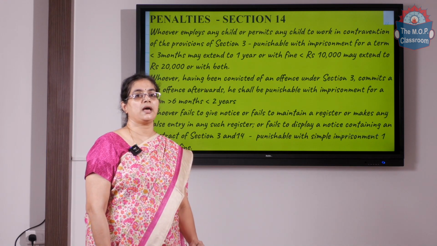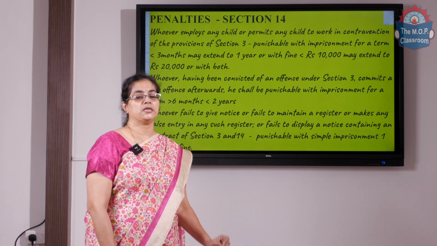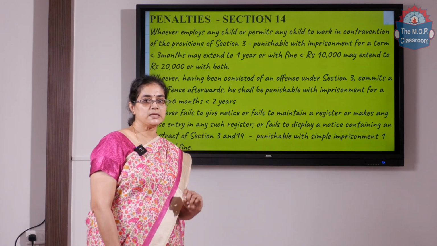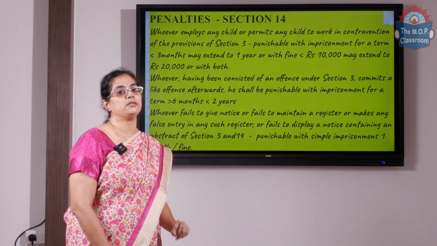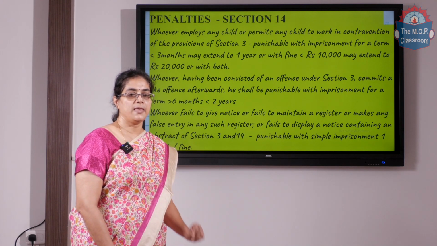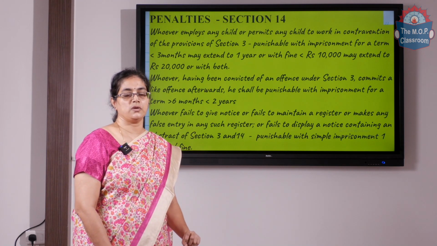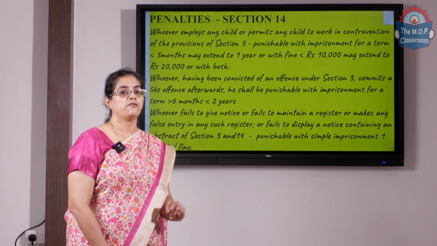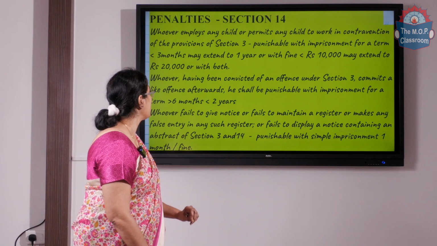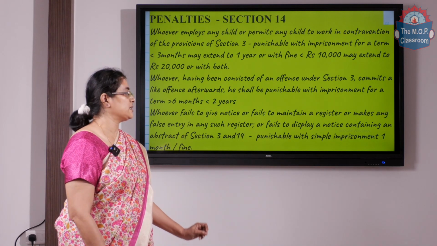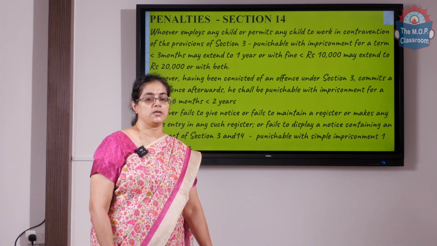In case a person has contravened the provisions of Section 3 of the Act and has repeated this offence one more time, a continuing offence, that is, they continue to commit this offence on a second instance, then they will be subject to imprisonment, which may extend for a period of 6 months to 2 years, and they will be liable to pay a fine which may extend from Rs 10,000 to Rs 20,000.